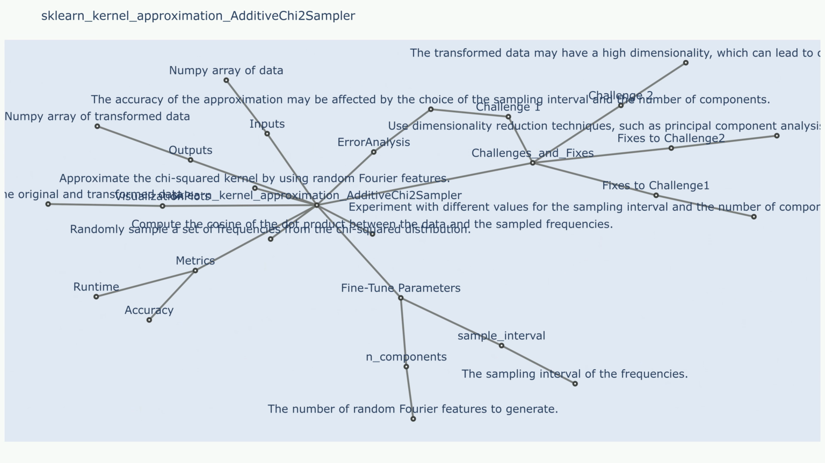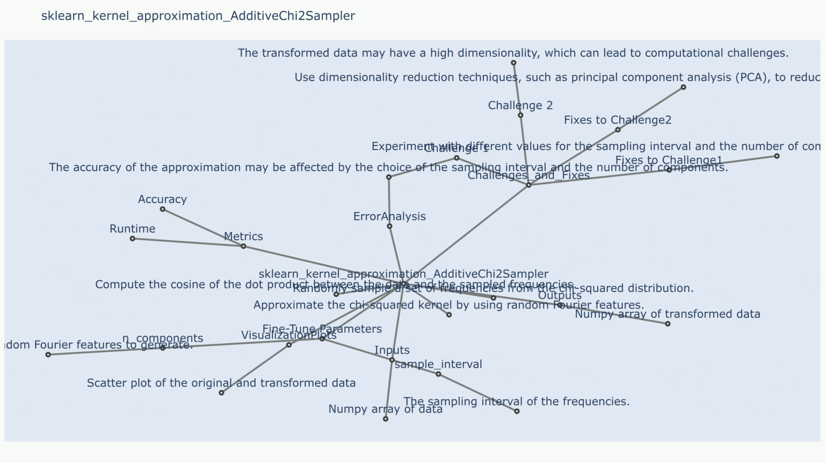Outputs. The output of the transform method is a 2D array of shape n_samples by n_components, where each row represents a sample and each column represents a random Fourier feature.